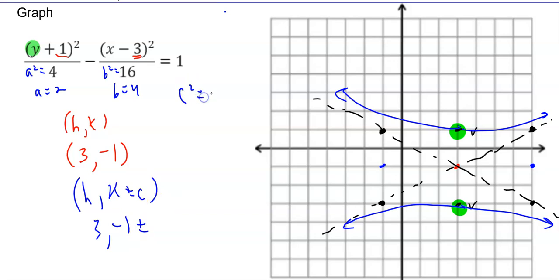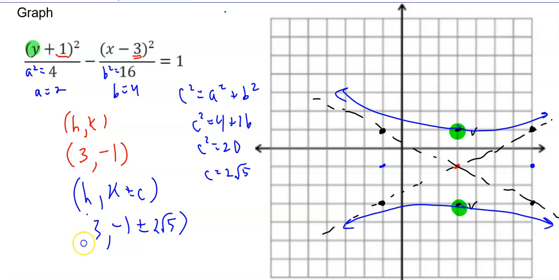So for ellipse, I think this formula still holds true. It's a squared plus b squared for hyperbola. So this would be 4 plus 16 is c squared. So c squared is 20. So c is 2 root 5 if you simplify. So plus or minus 2 root 5. 2 root 5 is approximately 4 point something. So I'm going to go up 1, 2, 3, 4 point something. There's my focus point. I've already listed the exact ordered pair there. I'm going to go down 1, 2, 3, 4 point something, and that'll be my other focus point.